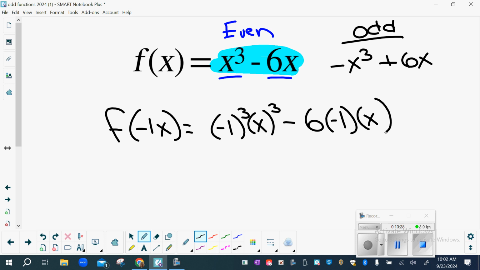Everyone with me still? We're ready to clean it up. Here we go. -1 times -1 times -1, that's going to be -x to the 3rd. Have I lost anybody on that one? I'm looking around. No? Okay. And then a negative and a negative is going to be a positive 6x.